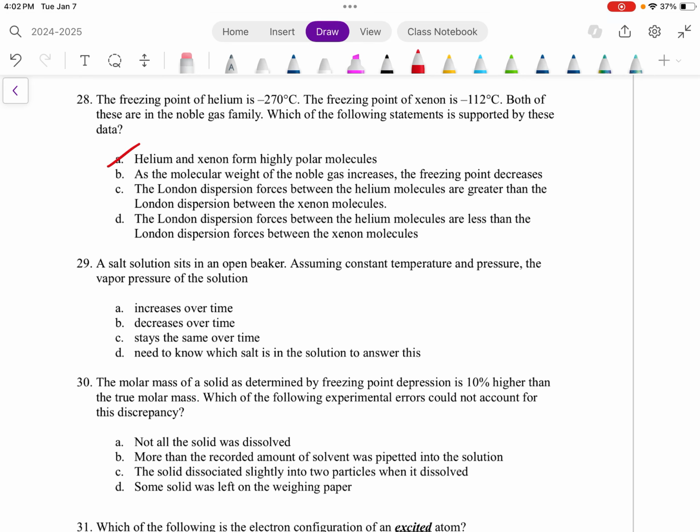As the molecular weight of the gases increase, freezing point decreases. Okay, well, then that would say that xenon's should be lower, which is not what the data says. So that's out. The London dispersion forces between helium are greater than between xenon. So if it has greater intermolecular forces, the freezing point would be higher. So that's not true. It's the opposite, which is what D is saying, right?